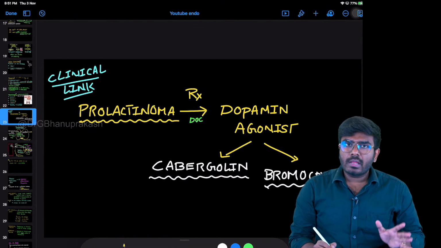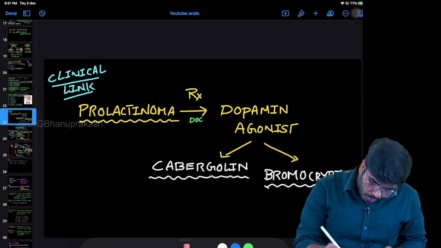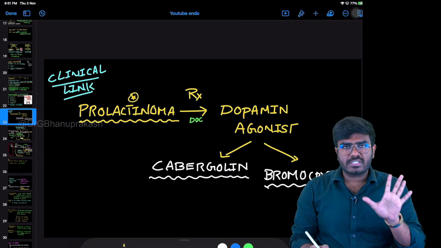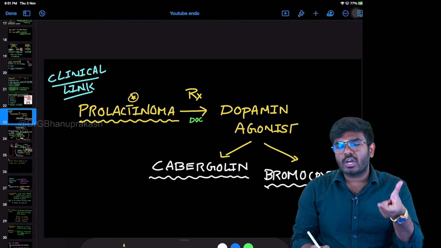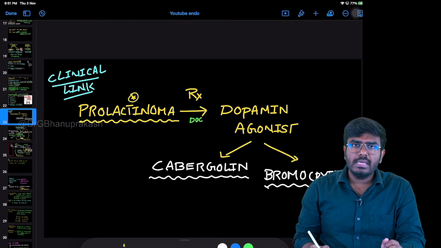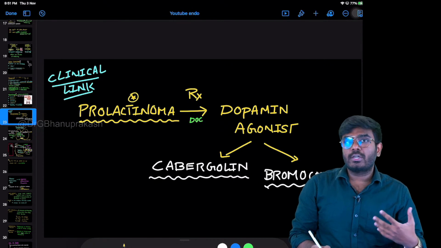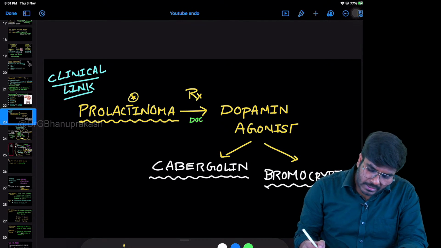Okay. So the topic of normal prolactin is done. Now let's talk about a clinical link. How to treat this prolactinoma? How to treat the symptoms of prolactinoma? The definitive treatment is all the time surgery. If it is a big tumor, if it is causing a lot of symptoms, definitely the person has to go for surgery. But how to decrease the clinical features, for example galactorrhea and headache?